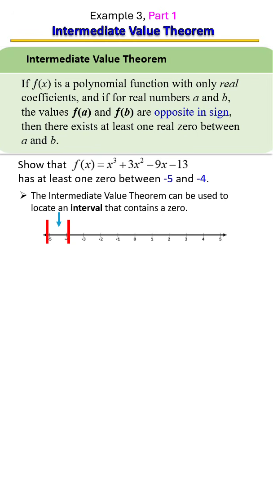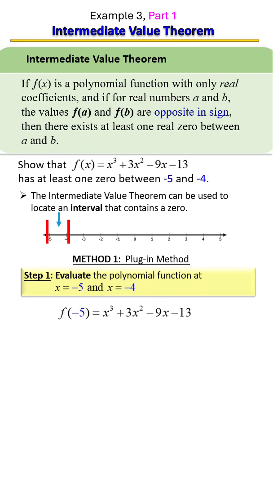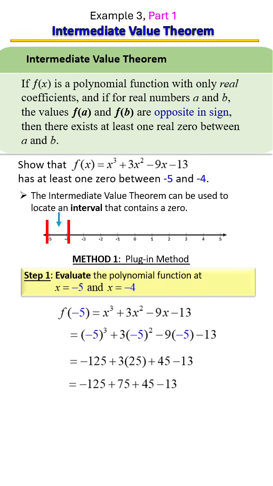So to find out, you can either use the plug-in method or you can use synthetic division. I'm going to do both just so you can see what it looks like. I'll start with the plug-in method first, and I'm going to start by plugging in a -5, meaning I'm going to remove all the x's from the original equation and replace it with a -5. Now we're going to do the math. So I'm going to go ahead and click through it just to save time.